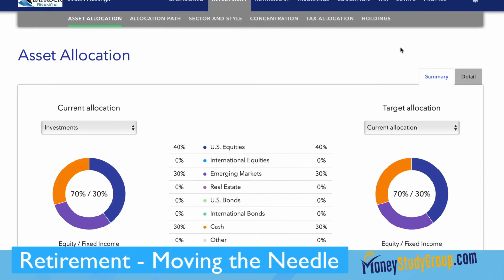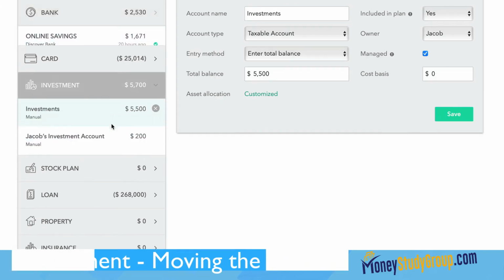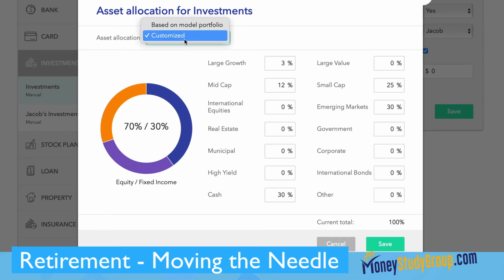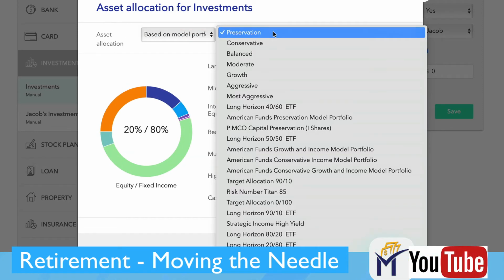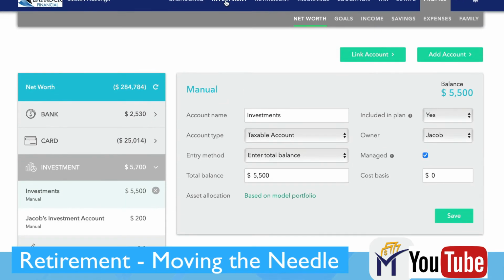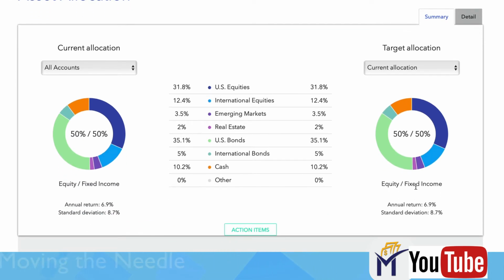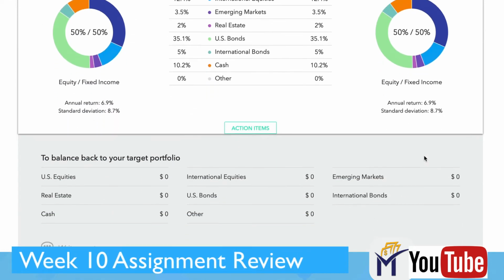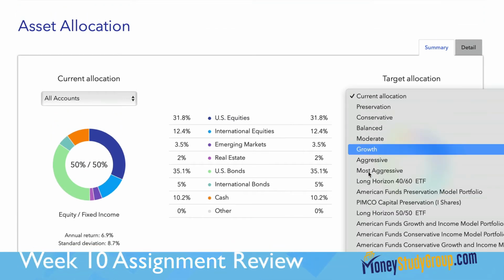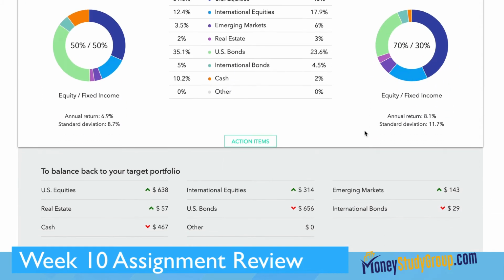at any rate, let's go back into your profile and go to your investments and just take a look again. So this says customize, so let's change it to a model. I'm going to select balanced. I'm going to hit save. And now let's go back into your investments and see what we have. Current allocation, 50-50, so that's the balanced portfolio. And you can change that to, let's say, growth. And you see now it's changing the asset allocation.